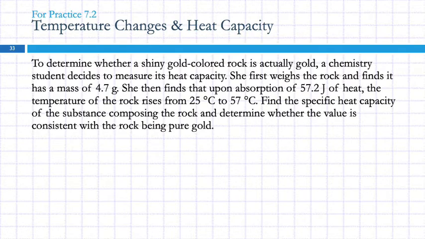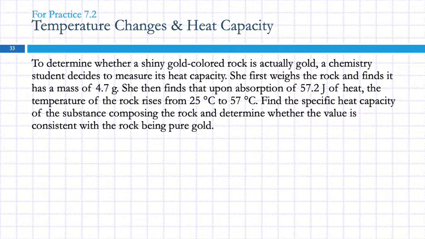Okay, so let's use that equation. Again, a whole bunch of words here. We're going to read them. To determine whether a shiny gold-colored rock is actually gold, a chemistry student decides to measure its heat capacity. She first weighs the rock and finds it has a mass of 4.7 grams. She then finds that upon absorption of 57.2 joules of heat, the temperature of the rock rises from 25 degrees Celsius to 57 degrees Celsius. Find the specific heat capacity of the substance composing the rock and determine whether the value is consistent with the rock being pure gold. Yeesh.